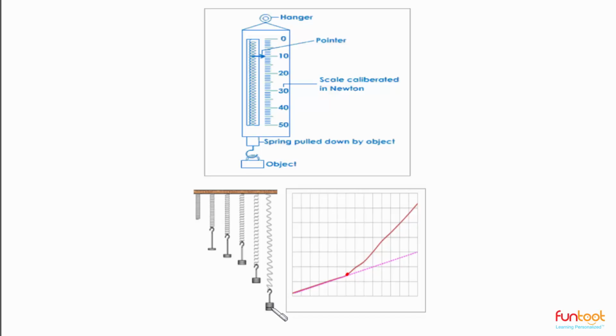When this is done, that means more than the limit the weight is suspended, then the behavior of the spring is not as expected and it becomes non-linear. And non-linear behavior is shown by this portion of the graph. Had the behavior been linear, then the graph would have been in this direction. This knowledge helps us in selecting the weight which we should put on the spring balance so that the weight can be measured accurately.